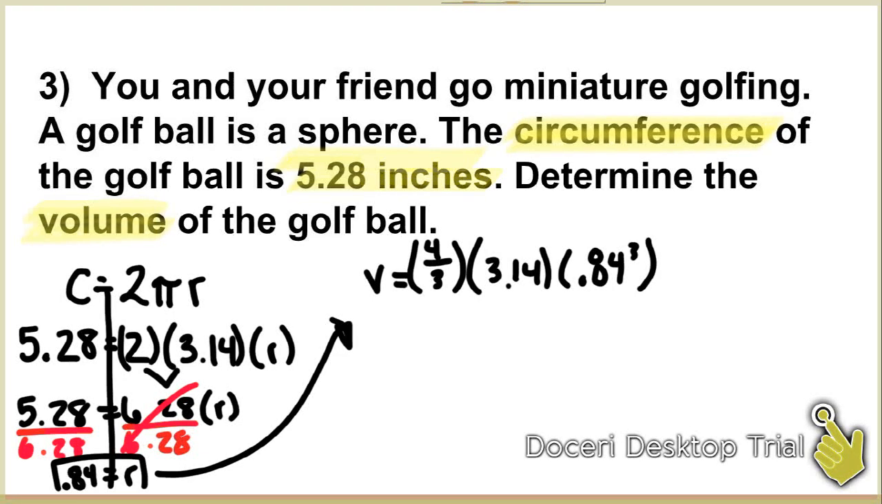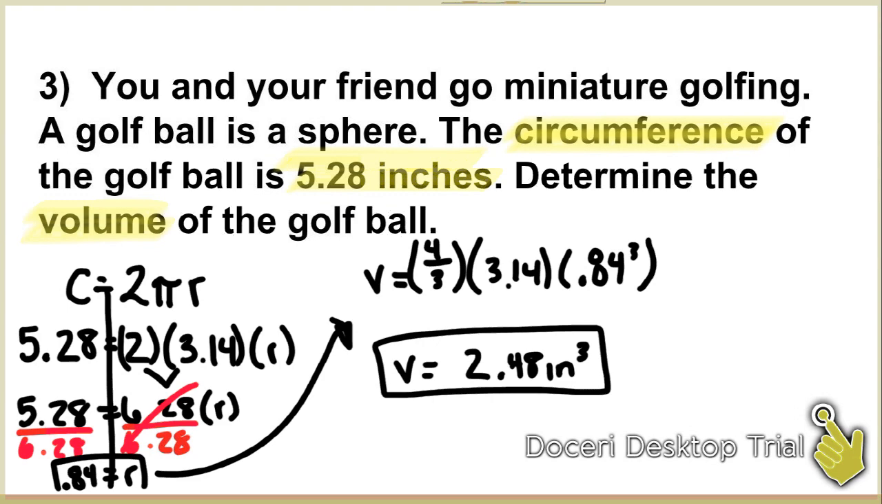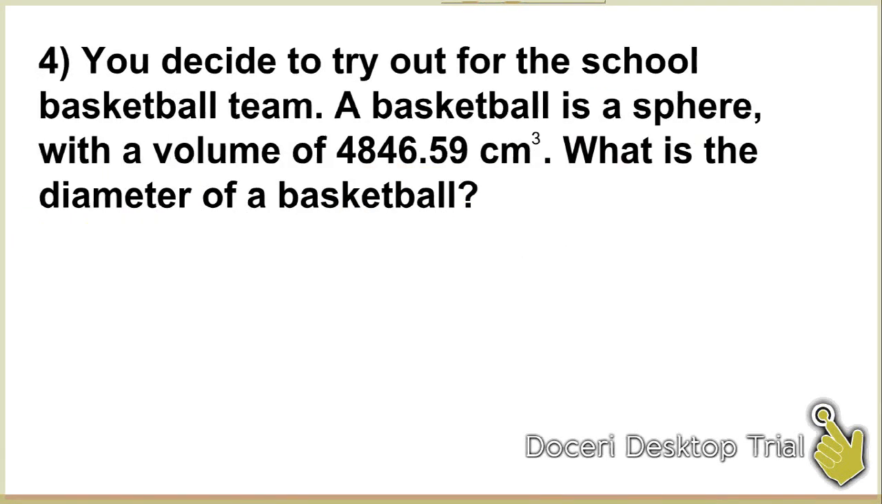So from here it's just multiplication. 4/3 times 3.14 times 0.84 cubed. When you type that into our calculator, we end up with the volume equals 2.48 inches cubed. Again, since it's volume, our label should be something cubed. And that is the volume of our golf ball.